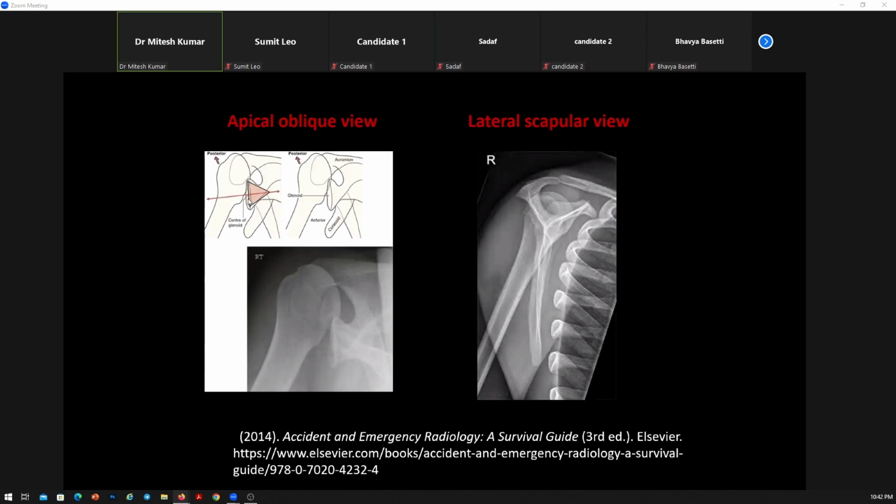Apical oblique view in which we can see that the humeral head has gone superiorly. This indicates posterior dislocation. Here also we can see reverse Hill-Sachs lesion. Lateral scapular view. Here we can expect the humeral head to go away from the ribs. It will be away from the junction of this Y.